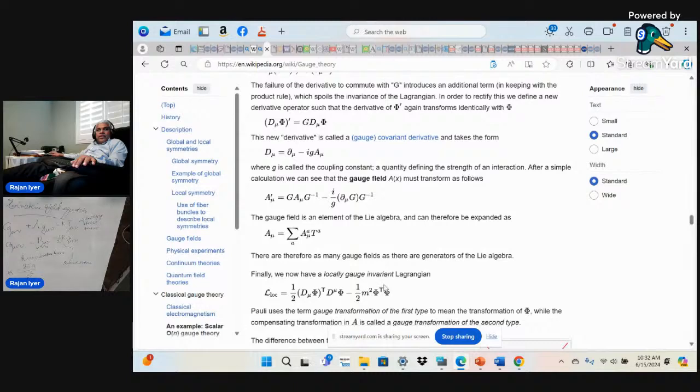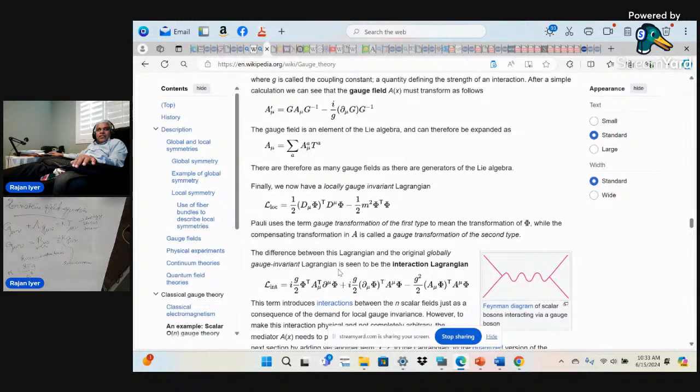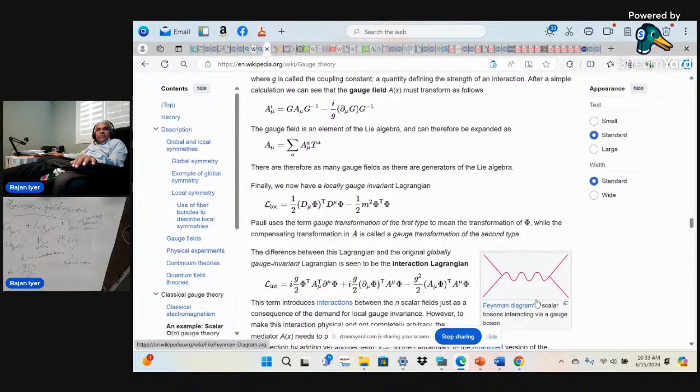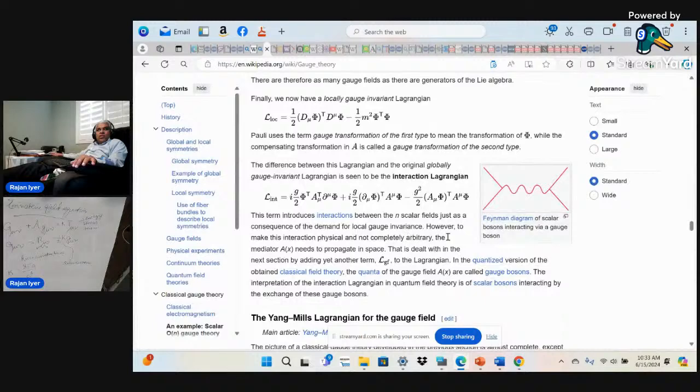So locally you can create an invariant, called the gauge transformation. That you also use, right? A is called the gauge transformation. So then, the original globally gauge invariant is the interaction Lagrangian. So Feynman diagrams come there automatically. Bosons, the gauge boson and things like that.